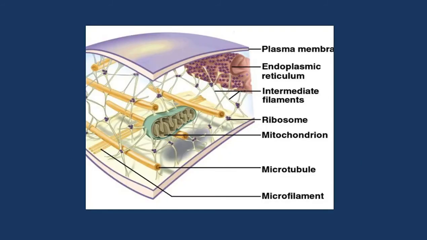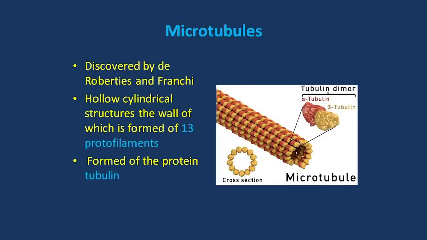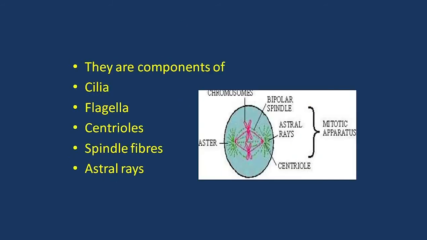If you look at this picture, you can see the three cytoskeletal structures. They are found throughout the cytoplasm. Microtubules were discovered by D. Robertus and Franchi. They are hollow cylindrical structures, the wall of which is formed of 13 protofilaments. Each protofilament is formed of the protein tubulin. They are components of cilia, flagella, centrioles, which are found in the centrosome, spindle fibers, and astral rays. Together they are called mitotic apparatus formed during cell division.